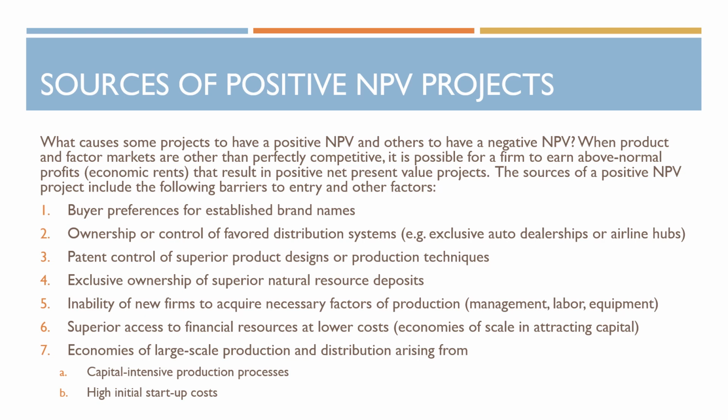So a company that takes advantage of economies of scale to lower the cost and attract capital, those are the ones that, again, are most likely to have a positive net present value. Taking economies of scale in production and distribution arising from, for example, capital intensive production processes or high initial startup costs. Those are the particular barriers that keep competitive firms from entering the same markets, so that the firm will have a better position in the markets to fight for the profits.